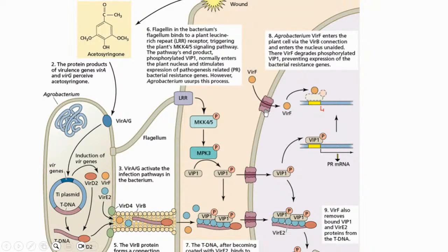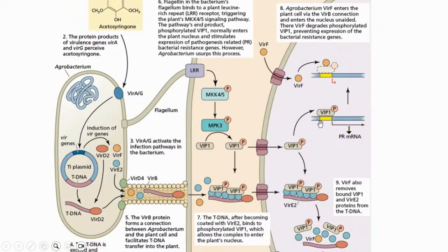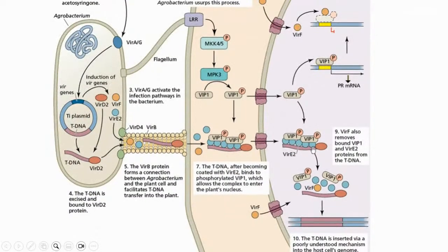Similarly, the way plants have a defense mechanism, bacteria also have a defense mechanism, so they will also try to fight. For that, they have the VIR-F gene present. What will this VIR-F do? Wherever VIP1 is present, they will go and target it for degradation, whether it is going unaided or going with the tDNA. In either case, the plant genes will be degraded.